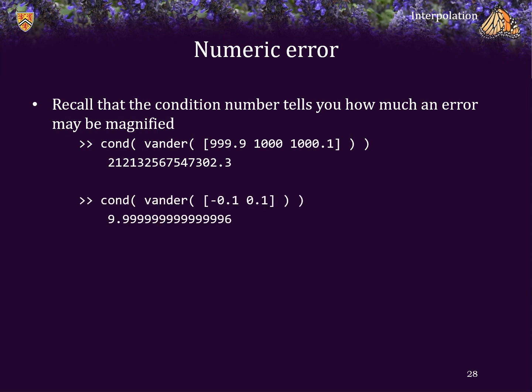When we shifted it towards 0, we were solving this Vandermonde matrix, which resulted in a condition number of 10. So the first one has a larger condition number by 21 trillion, or over 14 orders of magnitude.